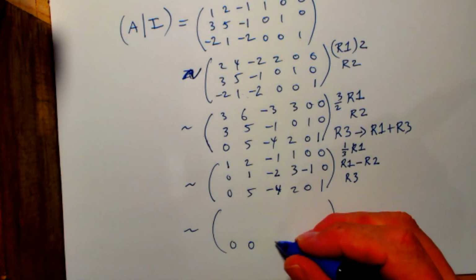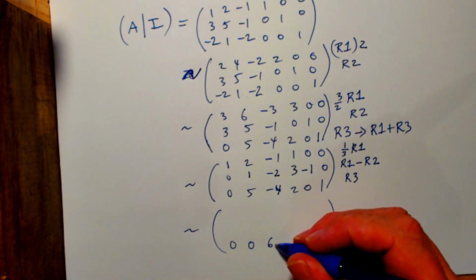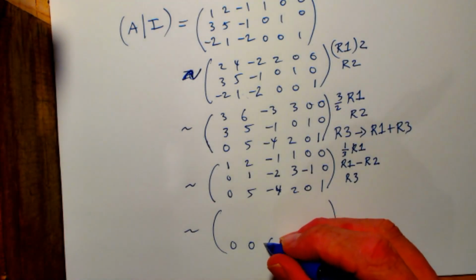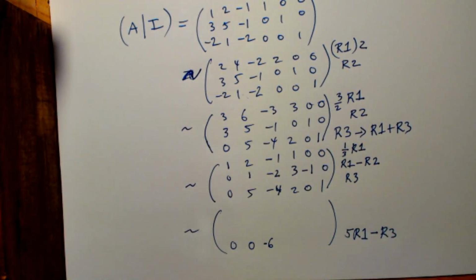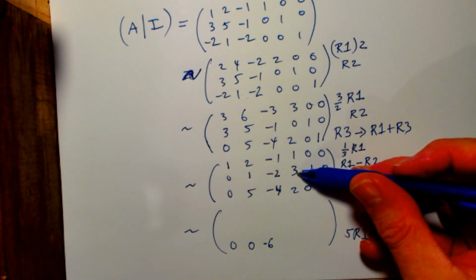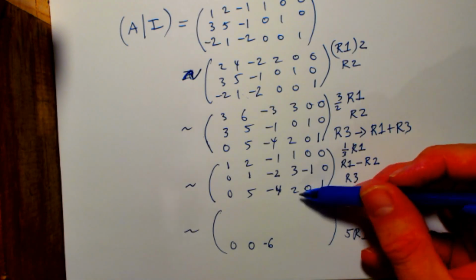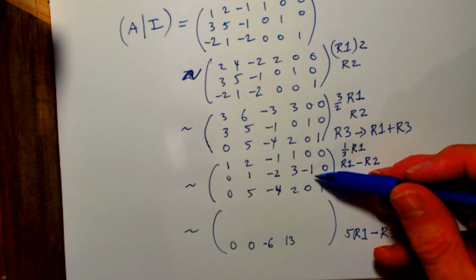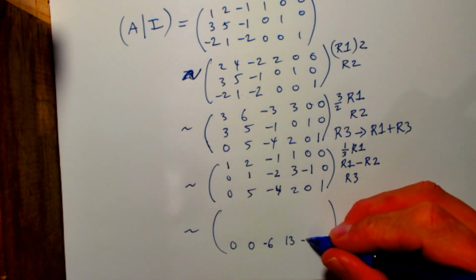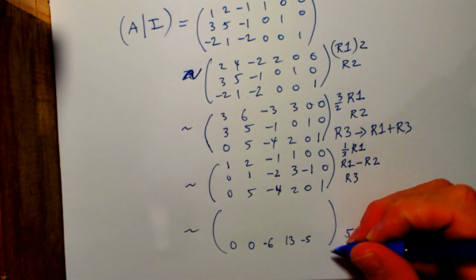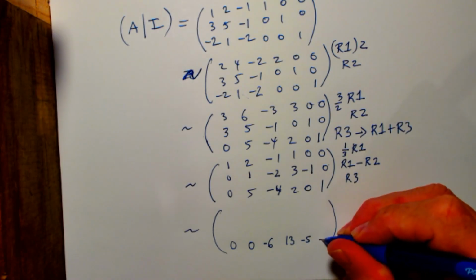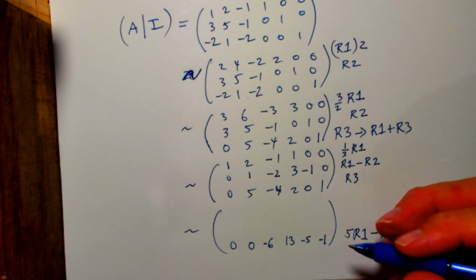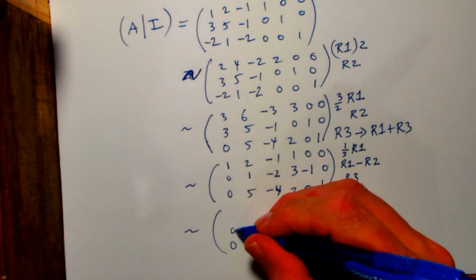That should give us 6, or minus 6, isn't it? Yeah, it gives us minus 6. Okay, then 3 times 5 is 15, minus 2 is 13. 5 times minus 1 is minus 5. Take 0 is minus 5. 5 times 0 is 0, minus 1 is minus 1. Okay, great. And then I'll copy everything else down the same.